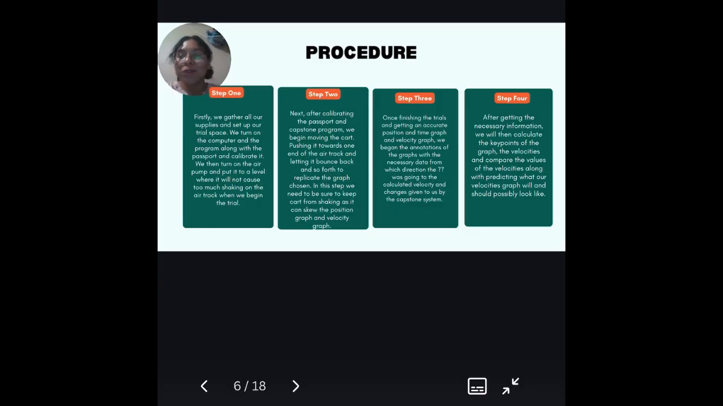For this lab, it was very similar, or we built on what we had learned in the previous lab, lab one. So for this one, we're still using the same materials, with just an additional air track.